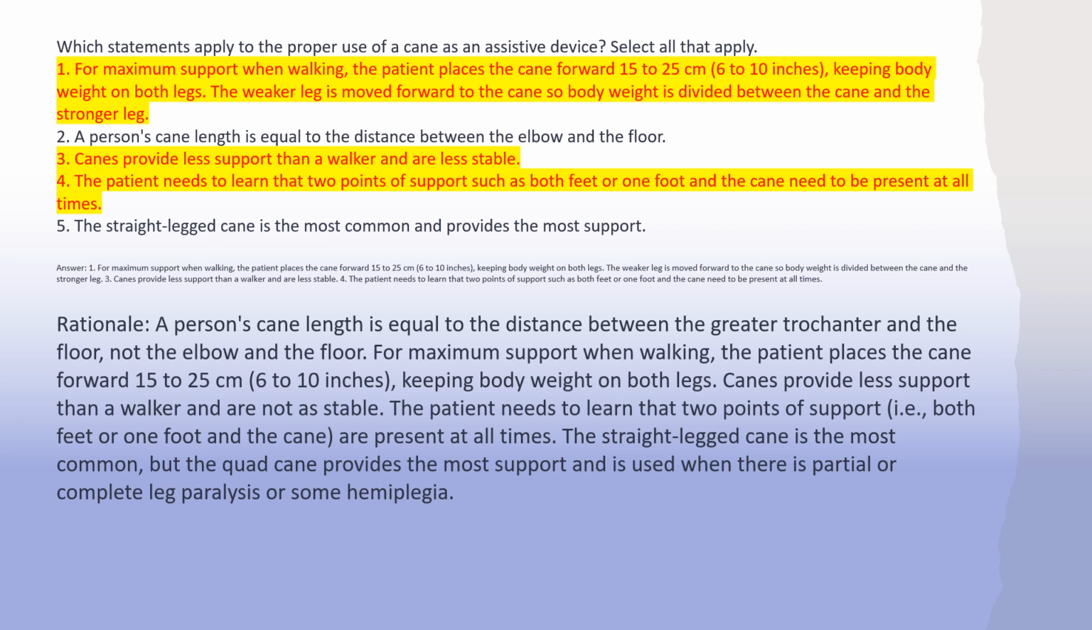Rationale: A person's cane length is equal to the distance between the greater trochanter and the floor, not the elbow and the floor. For maximum support when walking, the patient places the cane forward 15 to 25 centimeters, 6 to 10 inches, keeping body weight on both legs. Canes provide less support than a walker and are not as stable. The patient needs to learn that 2 points of support, i.e., both feet or 1 foot and the cane, are present at all times. The straight-legged cane is the most common, but the quad cane provides the most support and is used when there is partial or complete leg paralysis or some hemiplegia.